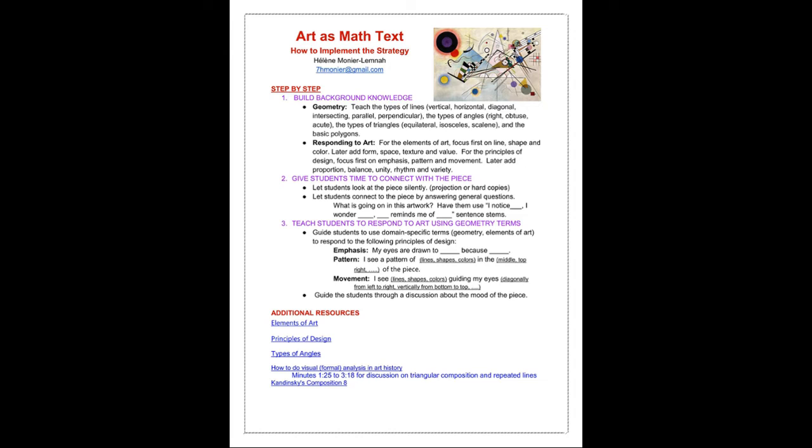And then step 2, giving students time to connect with a piece by giving them just time to look at it silently. And then answering general questions like what is going on in this artwork. Step 3, teach students to respond to art using geometry terms. And of course, the challenge is to guide them to use domain-specific terms to respond to the principles of emphasis, pattern, and movement. It's a good thing to continue by guiding the students through a discussion about the mood of the piece and even reflecting on what this process has done for them. That will help them connect with the whole experience.